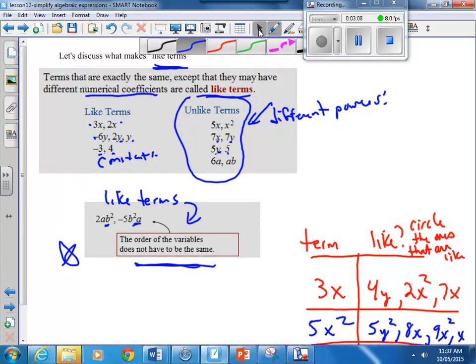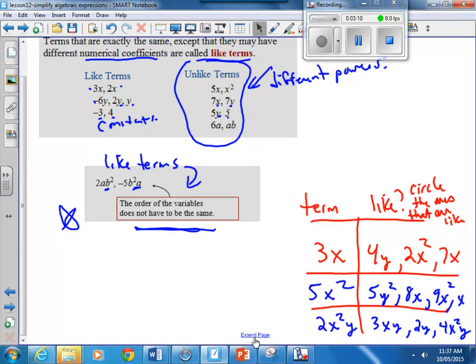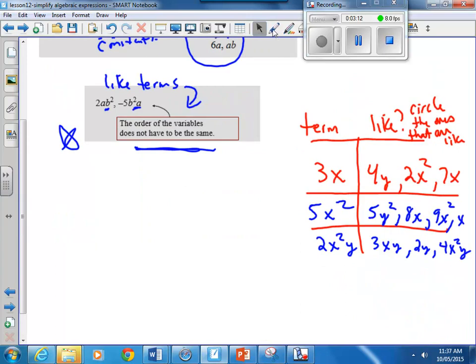Okay, so this is a lovely little game I like to play. This table here. Let's circle. I give you the term 3x, and over here, if it's a like term, I want you to circle the ones that are like. So 4y, that's a no. That's not a like term with 3x. 2x squared, that's a no. Aha, 7x. Those are like terms.